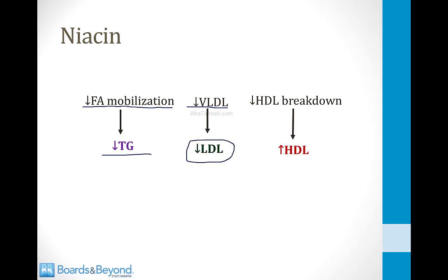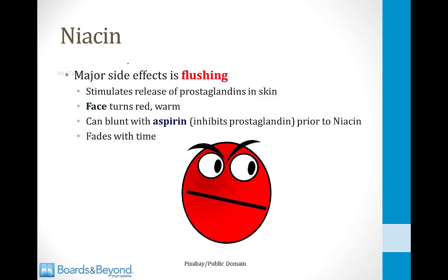And then finally, niacin has been shown to decrease the rate of HDL breakdown, and this may be some of the mechanism by which HDL levels climb in patients who take niacin. The most important side effect of this drug is flushing. It stimulates the release of prostaglandins in the skin and the face turns red and warm. And if you ever prescribe this for a patient, you'll find that many of them don't like it.